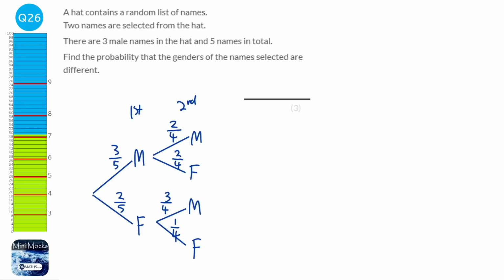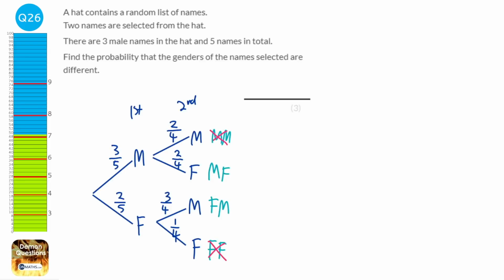Okay, we're looking for the probability that the genders of the names are different. So looking at the outcomes, the outcome here would be male-male. That's not what we're interested in. Here would be male-female, we are interested in. Female-male, we are interested in. And female-female, we're not interested in.